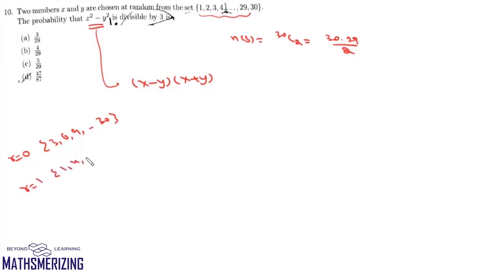So it will be 1, 4, 7. And then numbers which leave the remainder 2. So it will be 2, 5, 8 and such numbers. So there will be 10 elements in the first set, 10 elements in the second set, and 10 elements in the third set.